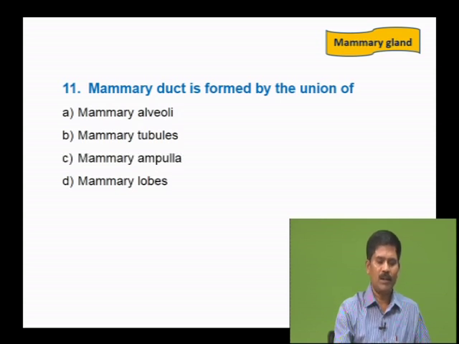Coming to the next one, the mammary duct is formed by the union of. Mammary breast structure, when studying the flow of milk, I was saying how it happens. So mammary alveoli are milk secreting cells. They open into mammary tubules. Mammary tubules open into the mammary duct. So what is the right option? Mammary tubules. When these mammary tubules join, the mammary duct is formed. The mammary duct opens into the mammary ampulla. The mammary ampulla opens into the lactiferous duct, which opens outside at the tip of the nipple. So therefore the correct option is mammary tubules.